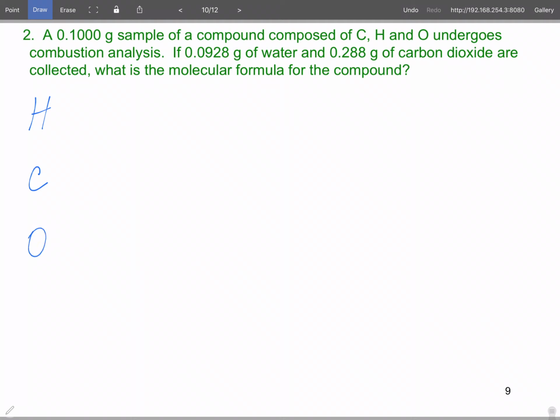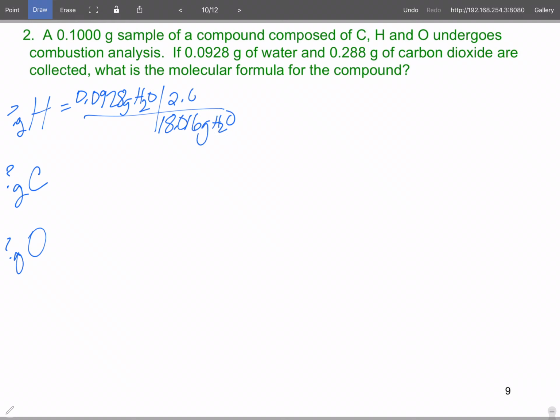So the first thing we want to do is calculate the grams. That's the first point. Now, so for the hydrogen, we know that we're given 0.0928 grams of water. And we know that for 18.016 grams of water, we get 2.016 grams of hydrogen, which gives us a whopping 0.0104 grams of hydrogen.